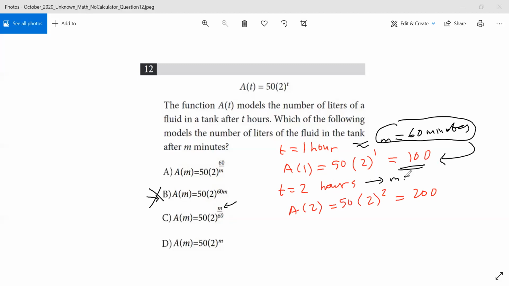M equals 2 hours is 120 minutes. So plugging in 120 here, it's going to be 120 divided by 60, that's 2. So then it's going to be 50 times 2 squared. So it looks like this is going to work, right?